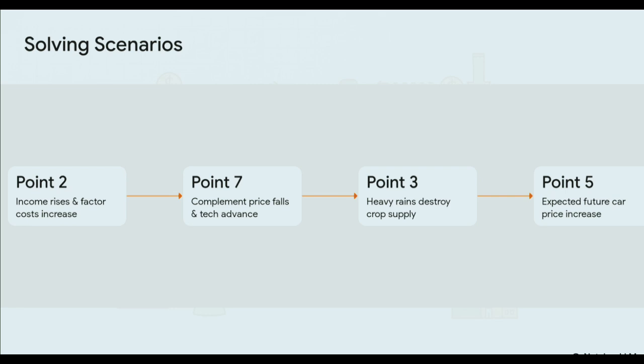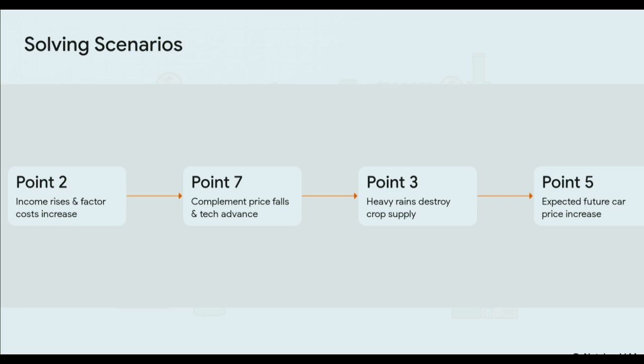Step 3, heavy rains destroy the rice crop. Supply shifts left to S3, demand stays exactly the same. The new point is point 3. Step 4, consumers expect car prices to shoot up next year, so they buy now. Demand shifts right to D2, supply is unchanged. We land right at point 5.